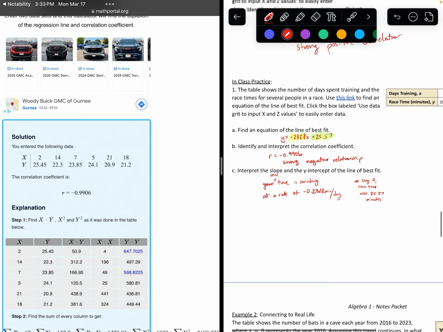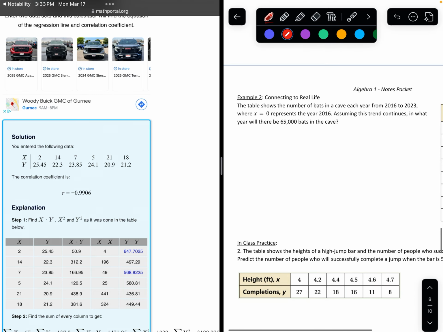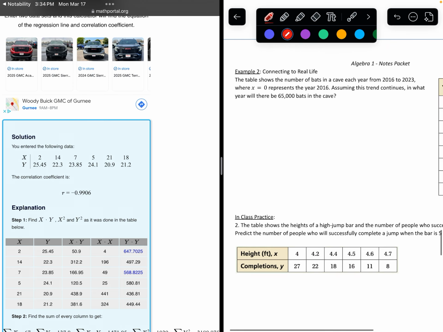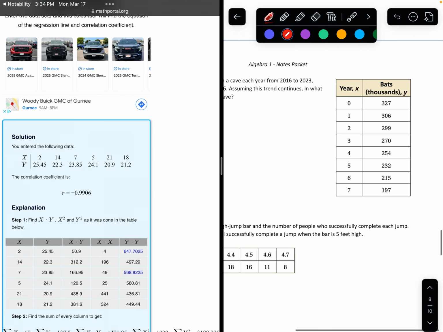All right, and then moving on to the next example. Example number 2: the table shows the number of bats in a cave each year from 2016 through 2023, where x equals 0 represents the year 2016. Assuming this trend continues, in what year will there be 65,000 bats in a cave?